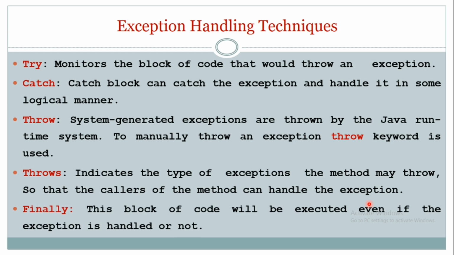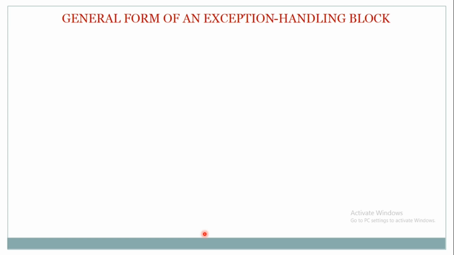Now finally, we have the finally keyword. This block of code will be executed whether the exception is handled or not. Whether the exception occurred, or is handled or not, the finally block of code will be executed. So these are some of the exception handling techniques. Now let us look into the general form of exception handling.